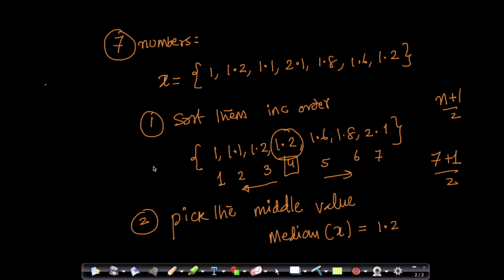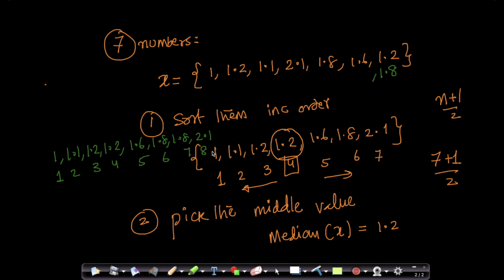Let's do a simple experiment here. Imagine I have one more point, which is 1.8. How will my sorting look? My sorting will look like this: 1, 1.1, 1.2, 1.2, 1.6, 1.8, again 1.8, and 2.1. This is my first number, my second number, my third number, my fourth number, fifth, sixth, seventh, and eighth.